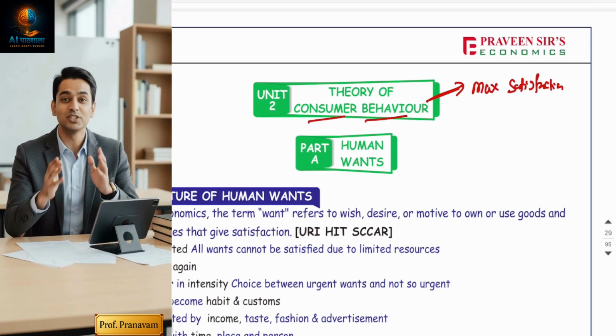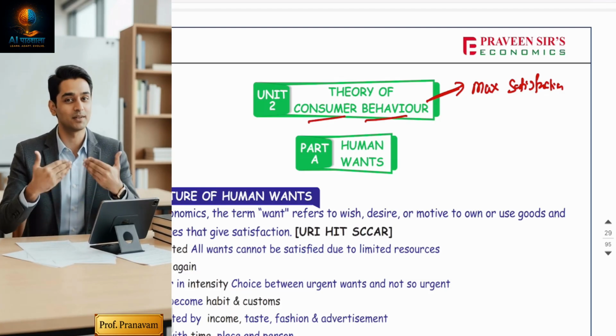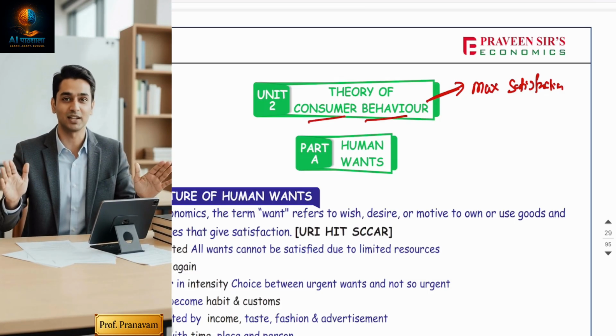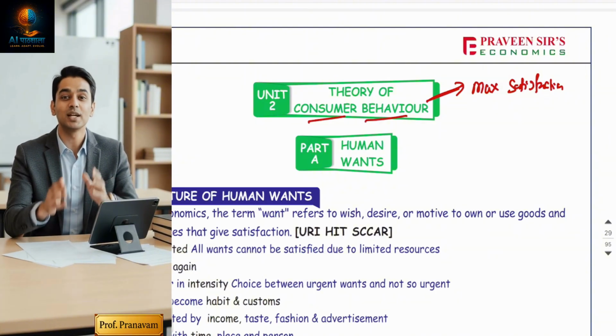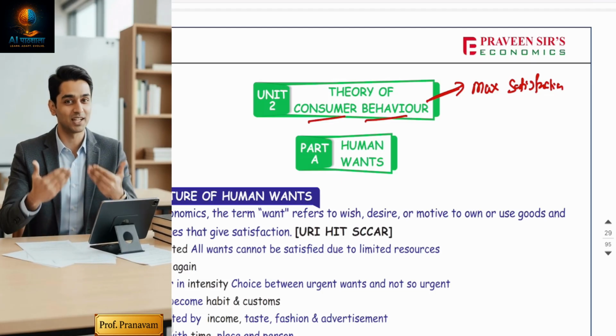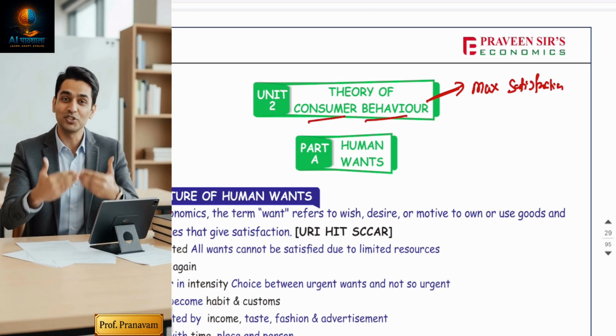So, for better understanding, I have divided this unit 2 into four parts, named part A, part B, part C, part D. Part A is human wants, as you can see on the screen. Part B is law of utility. Part C is consumer surplus, and part D is indifference curve.